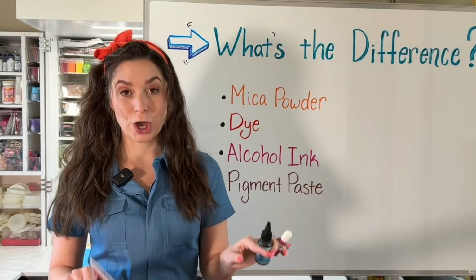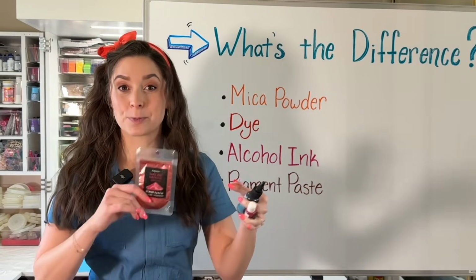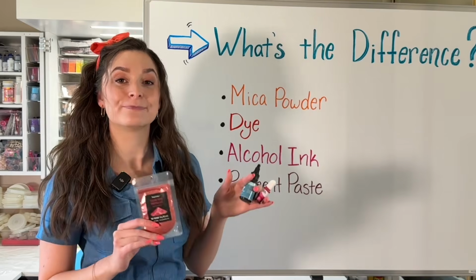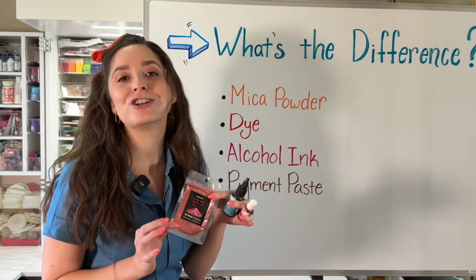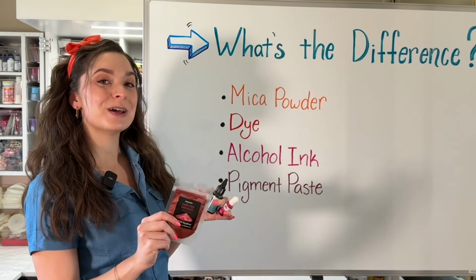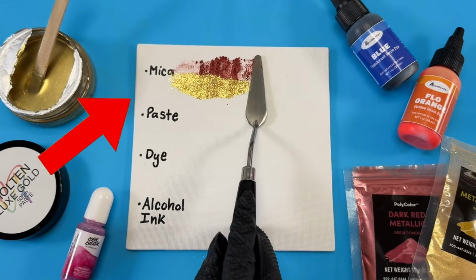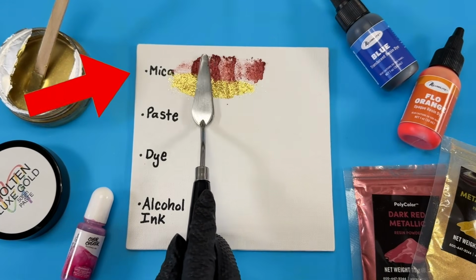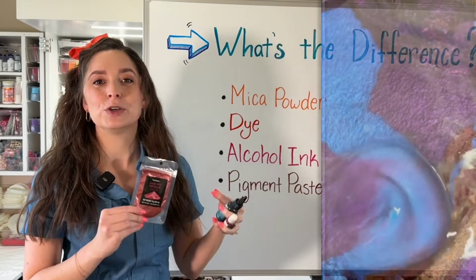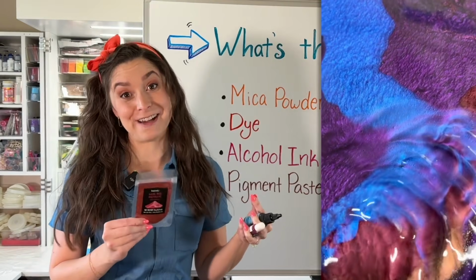All right, I'm back. Today we're going to give you a really good in-depth breakdown of each and every one of these colorants. But first, I just want to give you a little introduction to each one. The first one up is mica powder. Like the name says, mica powder is a powder, and usually it's going to give you a very metallic or shimmery effect to your piece.